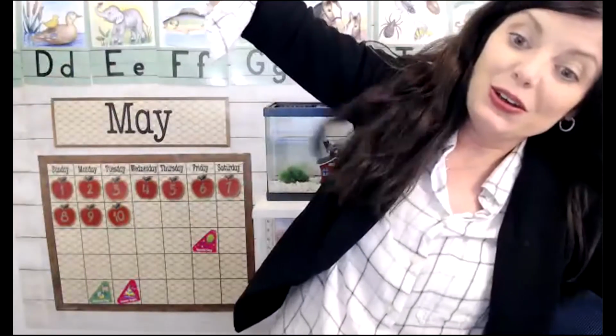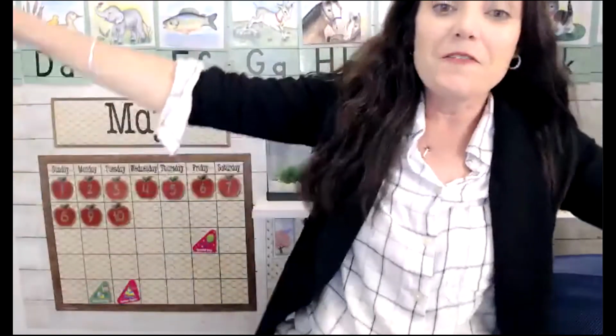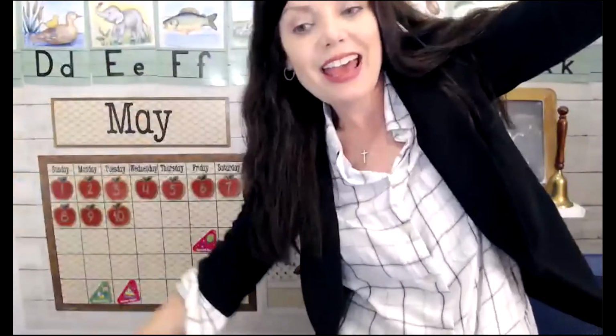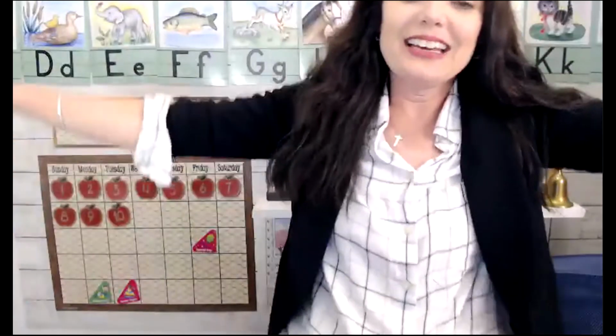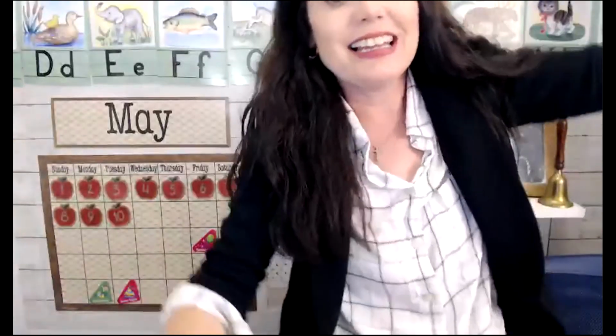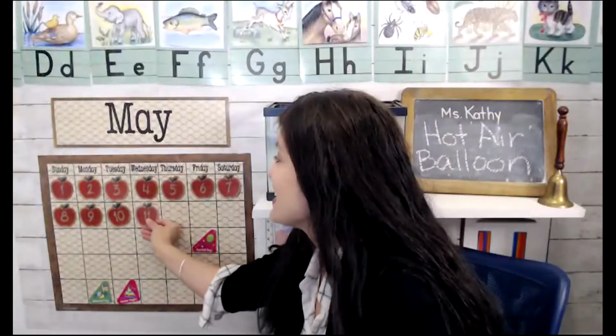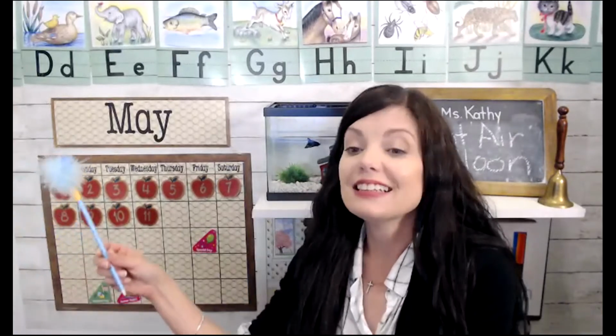One, two, three, four. Oh, you're good at balancing. Five, six, seven, eight, nine, 10, 11. You can sit down. Ooh, that was hard for me to balance, but you were good at it. Today's date is May 11th. Can you say that? May 11th.